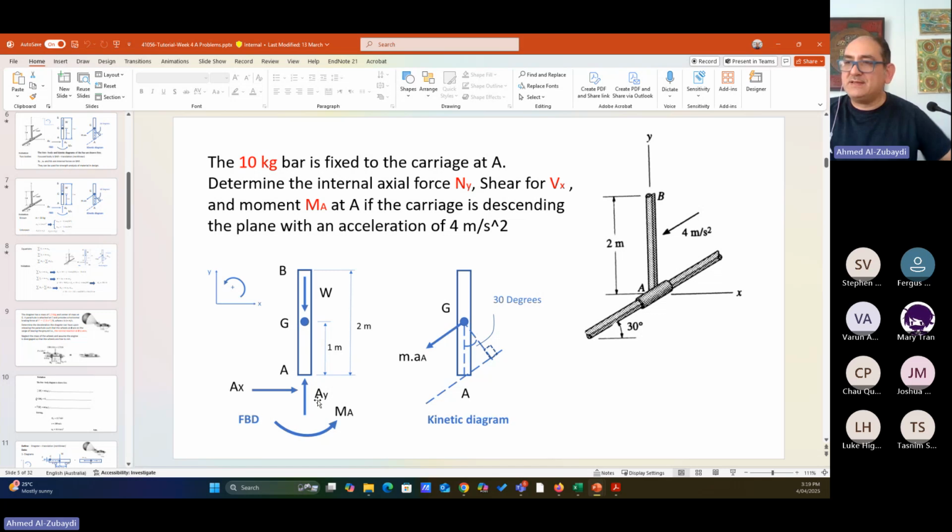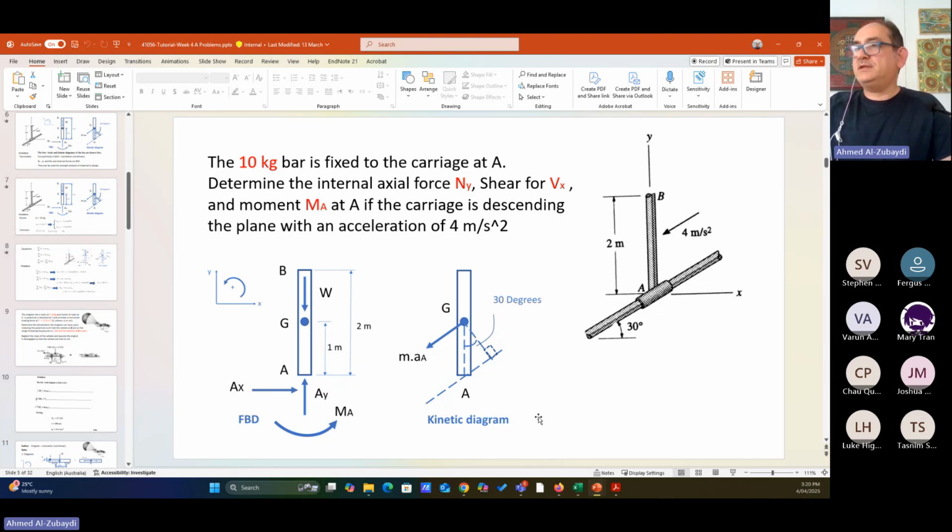That's it. Now we say that the sum of the forces in the x-axis is equal to Ax on this side, which equals the mass multiplied by the acceleration a, multiplied by the cosine of the angle that makes it horizontal. And the same thing for the y direction: Ay minus W is equal to the vertical component of the mass multiplied by the acceleration a.